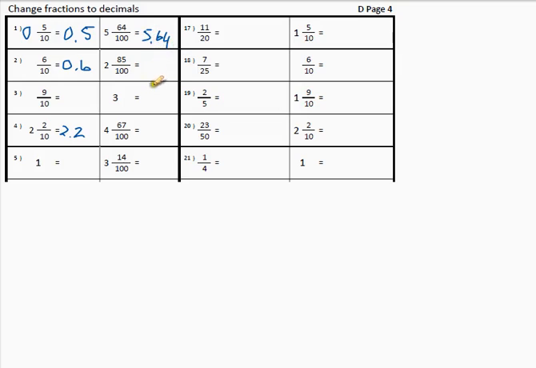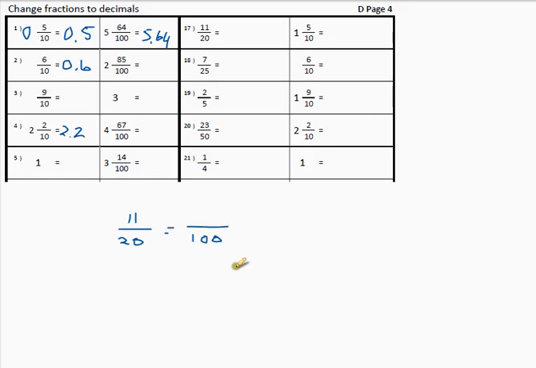5.64, yeah? And so on. Now here we have a problem because it's 11/20. And we need it to be a 10 at the bottom or 100 at the bottom. So we need to do equivalent fractions. If we think of 11/20, it's going to be easier to make it 100.